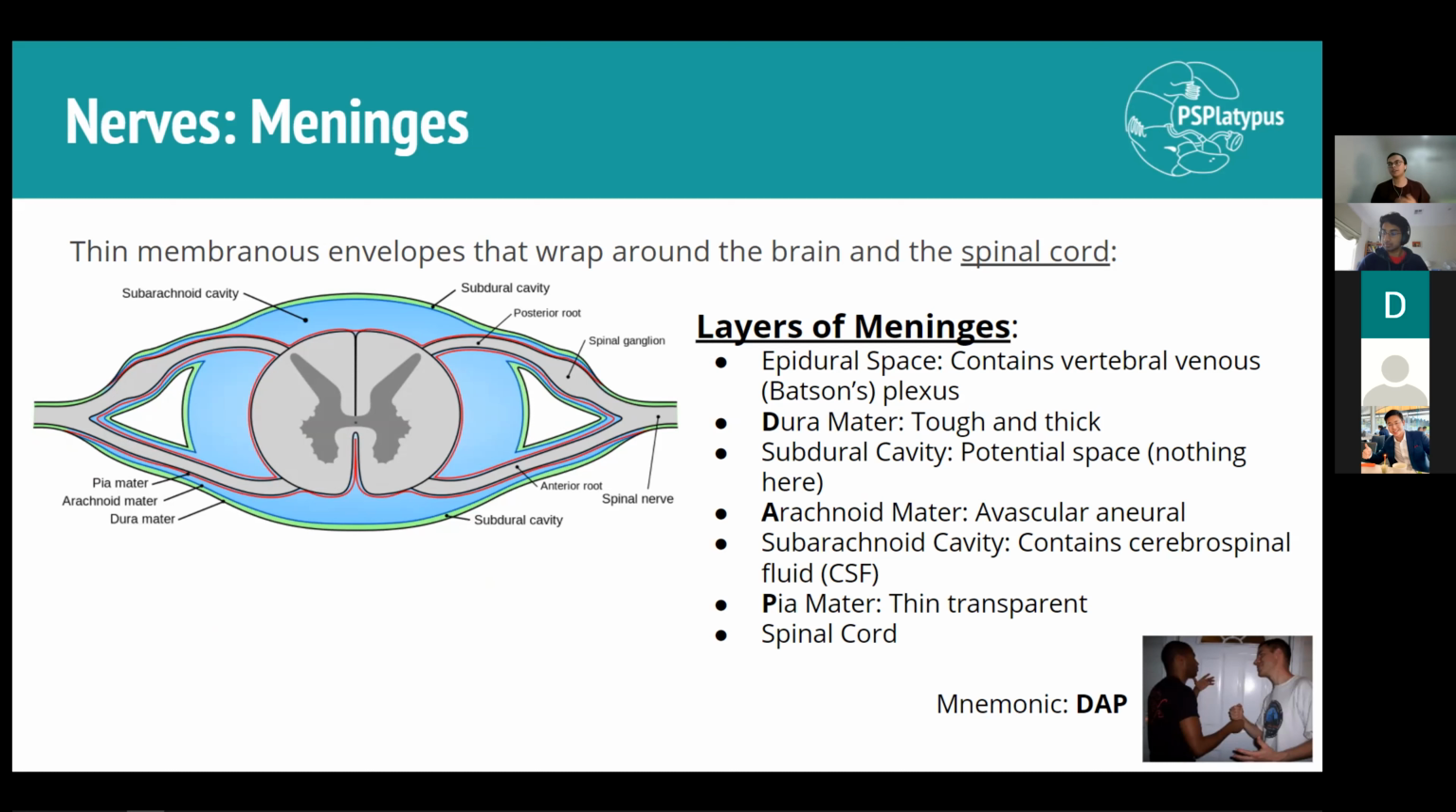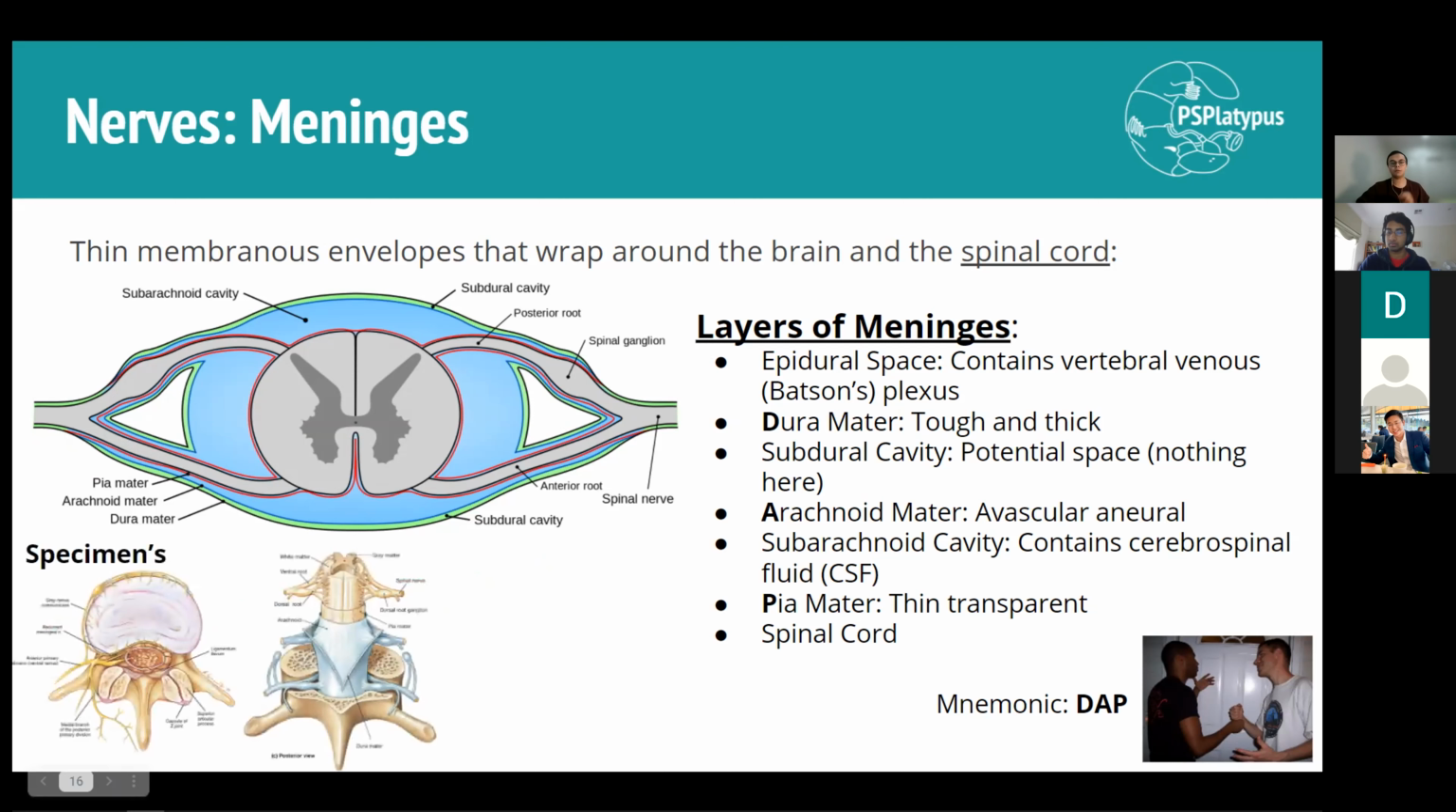The subarachnoid space, very well named, is below the arachnoid layer, and that contains the cerebrospinal fluid. Extremely high yield to remember that: the subarachnoid space contains the CSF. That's going to be very important later on for clinical stuff as well. And then finally, the innermost thing you have is the spinal cord. So have a look at that and get your head around all that stuff.